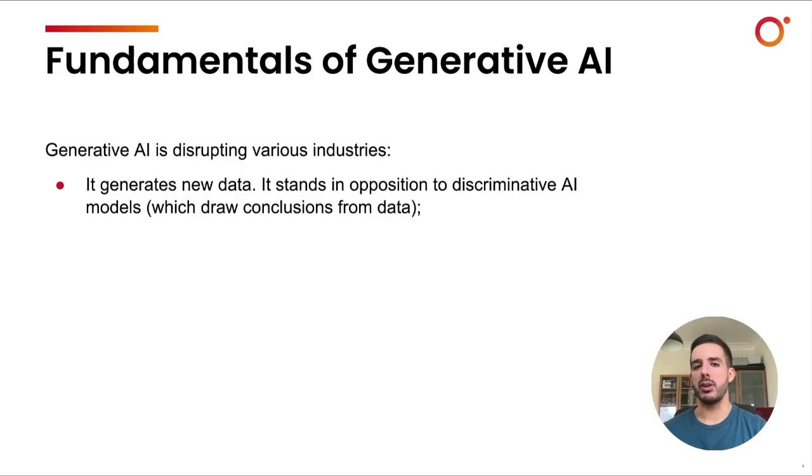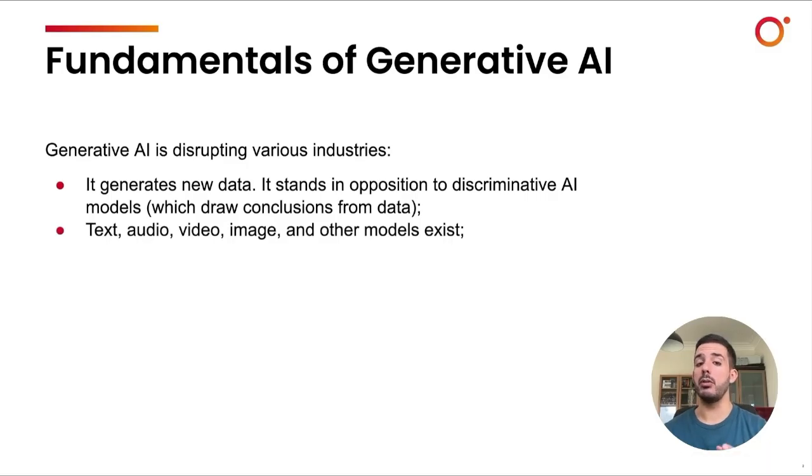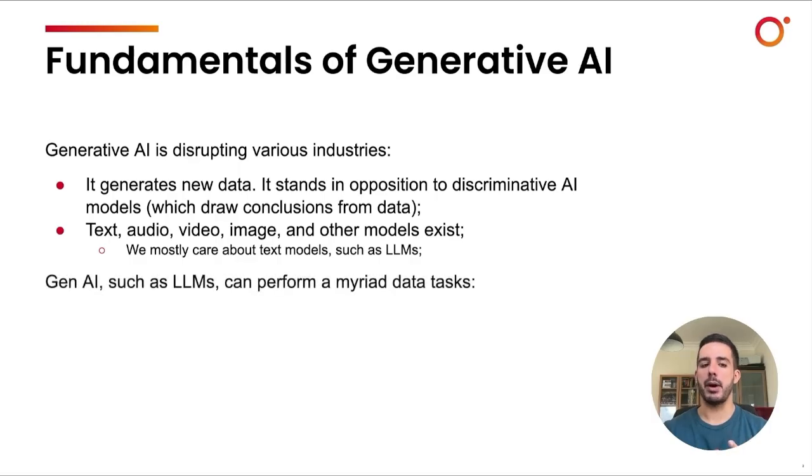Generative AI models are a little bit different. They don't draw conclusions from data, they generate new data, right? So we have generative AI versus discriminative AI. And generative AI exists for text, audio, video, image, and possibly many other formats, right? Anything that you can train a model on, it can generate new data for that specific medium or that combination of elements. But we mostly care about text models such as LLMs, because when we are transforming data, it's mostly going to be a text generative model, right? You copy paste the dataset together with the instructions of what to do for that dataset, and possibly you use support documentation or other sources of text, and then it performs some operation on those data. Now, generative AI models such as LLMs can perform a myriad of tasks related to data, right?